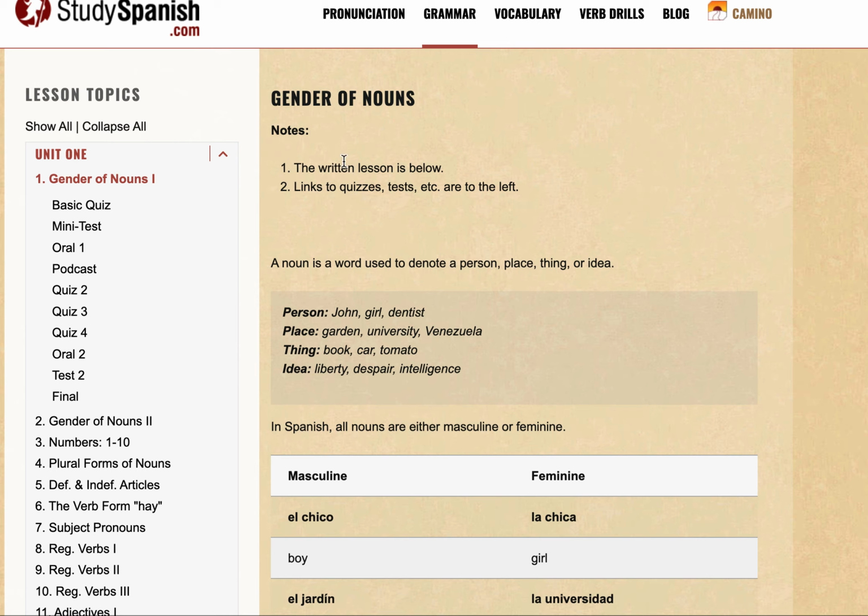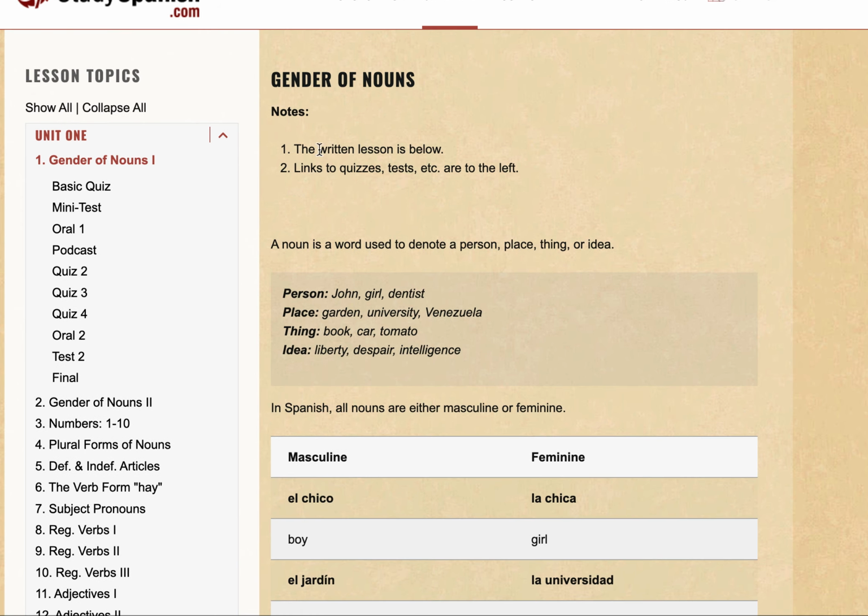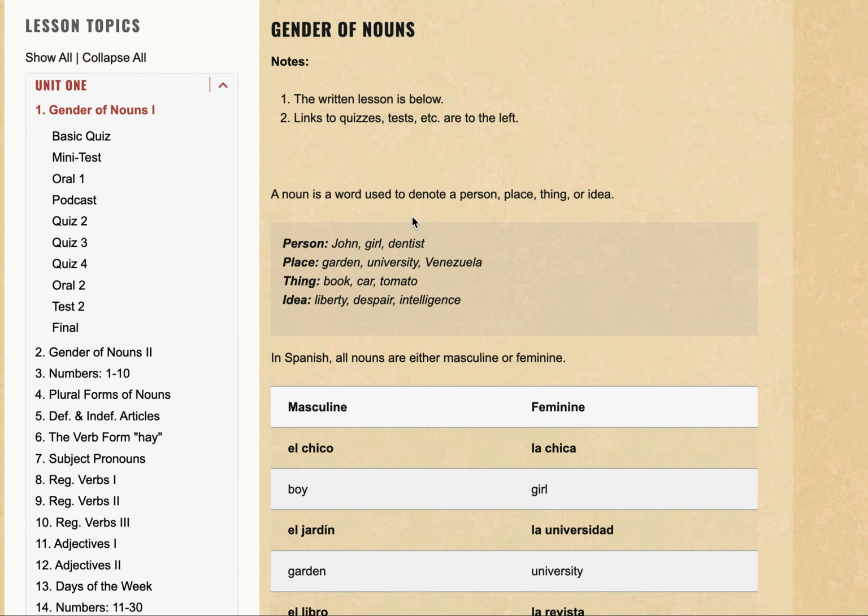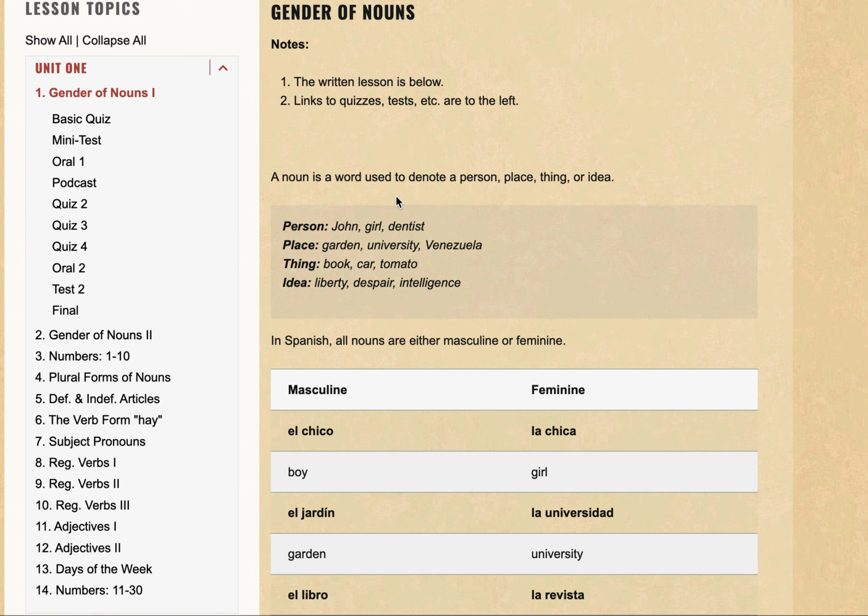Right, so let's look at the notes here. So there is a lesson and there are quizzes and tests on the left. So a noun is a word used to denote a person, place, thing, or idea.